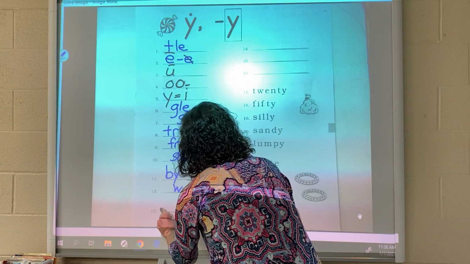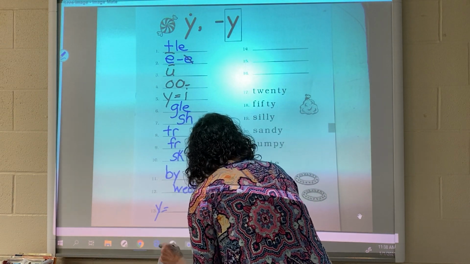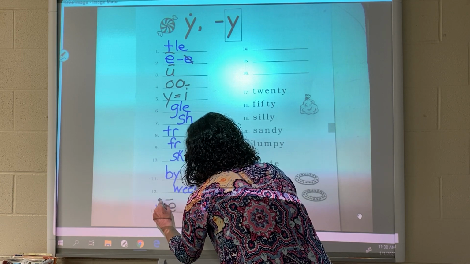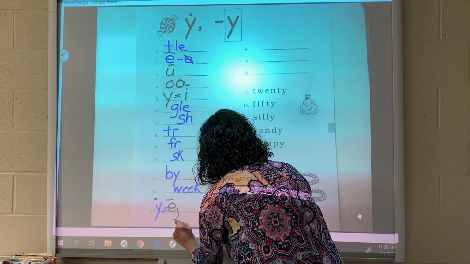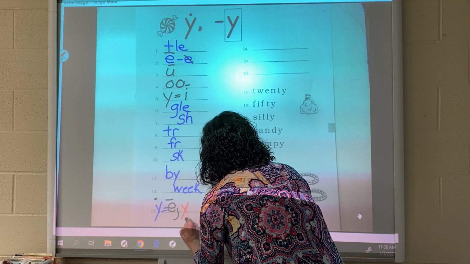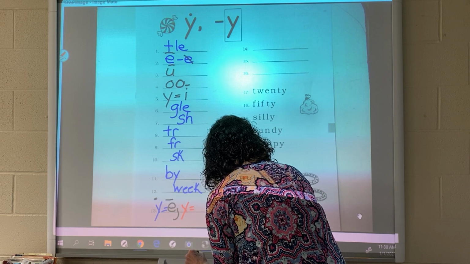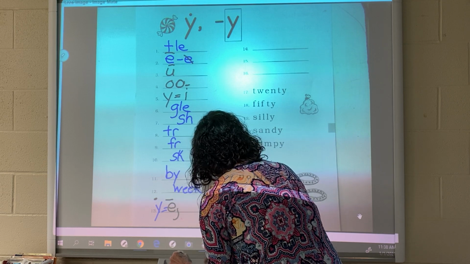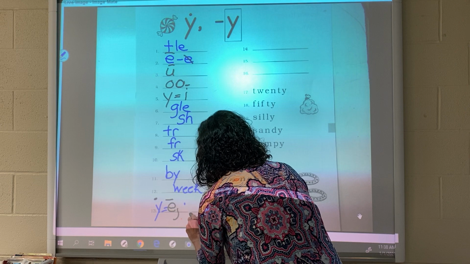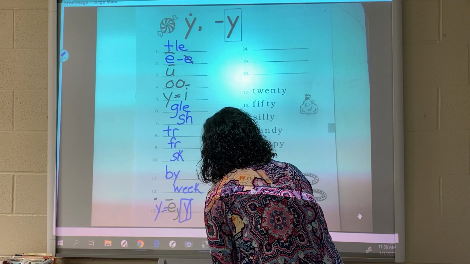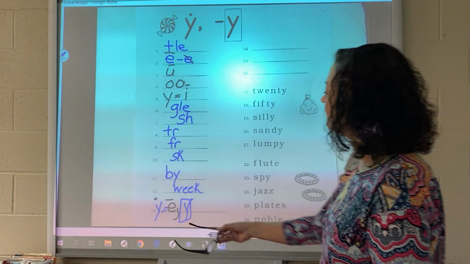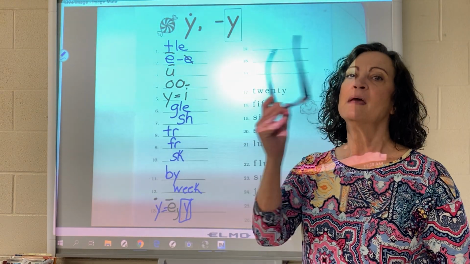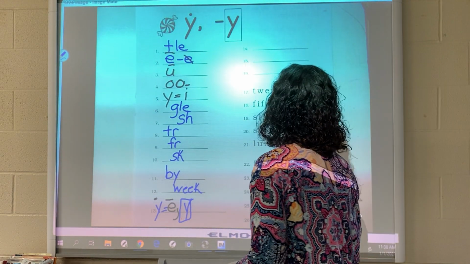Today we learned that Y can say long E, and we code it with a dot. Also, Y can be used as a suffix, and we put it in a box. So Y can say long E, and Y can be used as a suffix. But to be used as a suffix, remember guys, it has to have a root word in it.